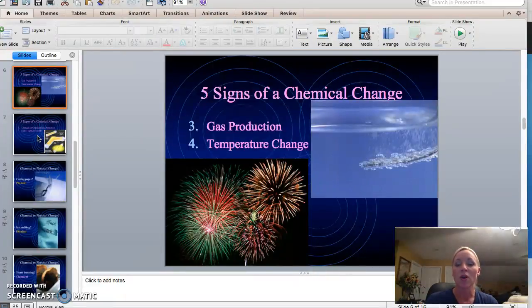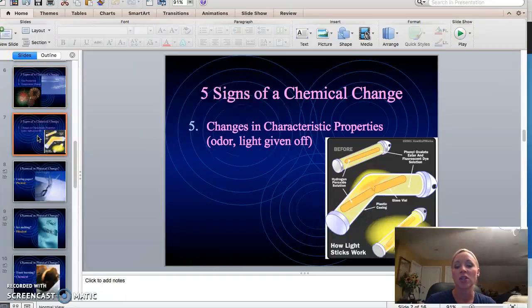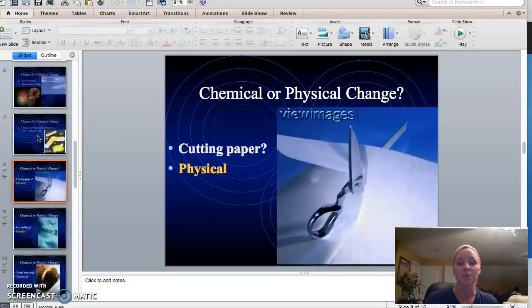Fireworks, for example. You start out with a small substance in your hand. You light it, you add fire and heat to it, and it explodes. Any kind of explosion obviously would be a chemical change. And number 5, changes in characteristic properties. Odor, light being given off is a great example of a sign of a chemical change. So, chemical or physical here.